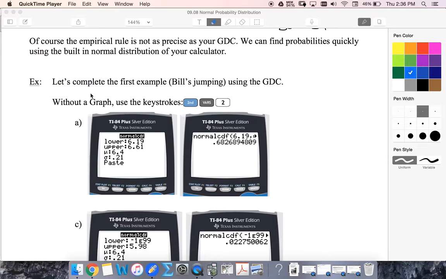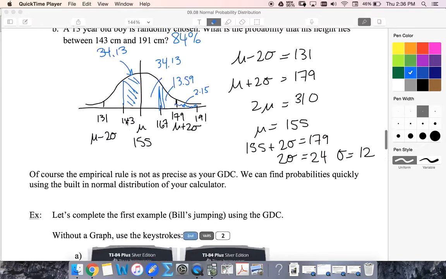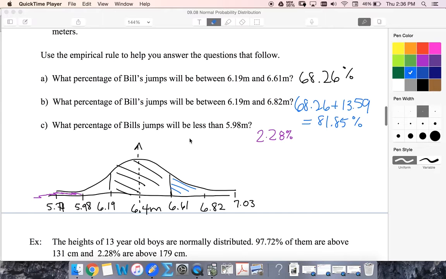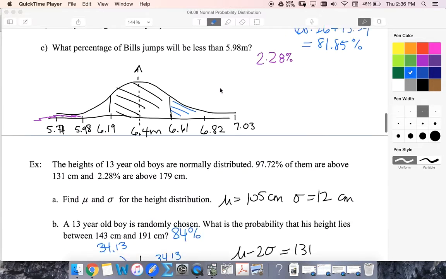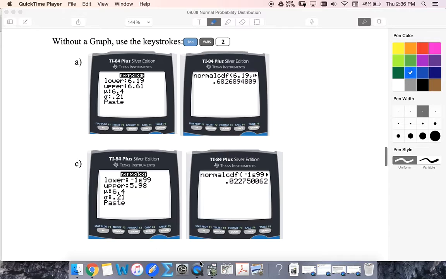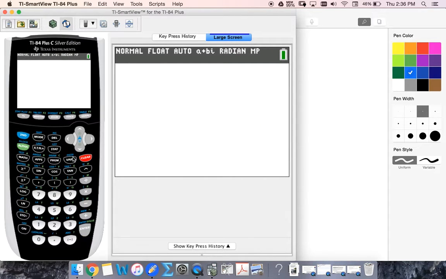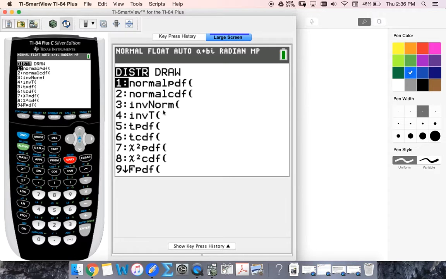All right, so in these videos, I'm going to show you how we can use our calculator because, of course, your fancy pants calculator can do all of this for you. If we're trying to find any normal distribution values, like we did for Bill's first example here, between two numbers, less than a number, greater than a number, we can do all of that within our calculator under the distribution menu. So distribution is second vars. This is the same place where we came and found the binomial distribution.